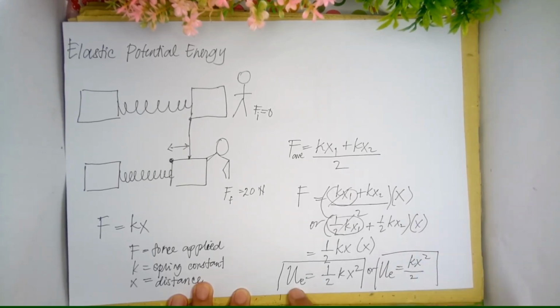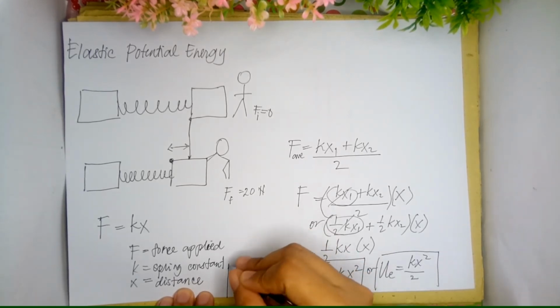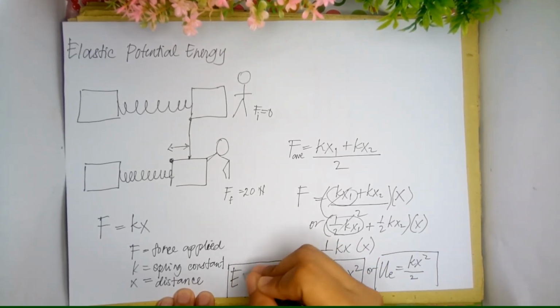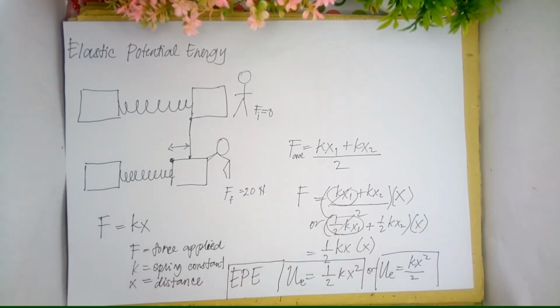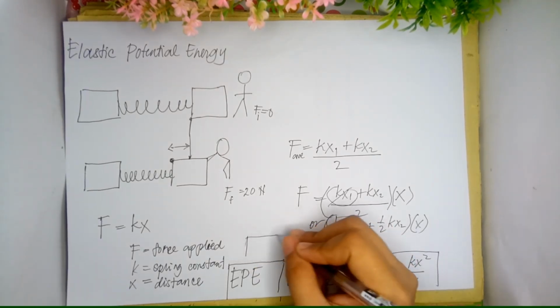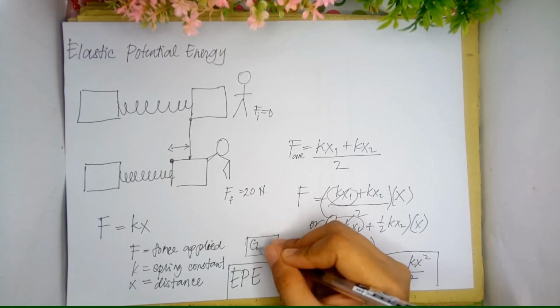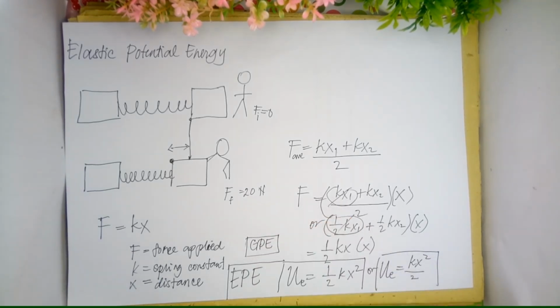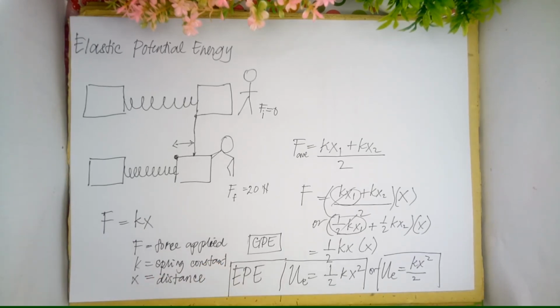Sa ibang book, sa halip na U sub E, ang gamit nila is EPE. Okay? For elastic potential energy. Same thing with the gravitational potential energy kanina. Sa halip na U sub G, minsan ang gamit nila dun is GPE. Okay? So, those are the potential energies.